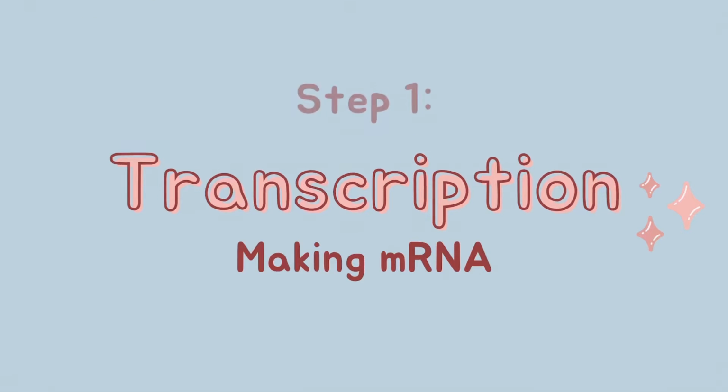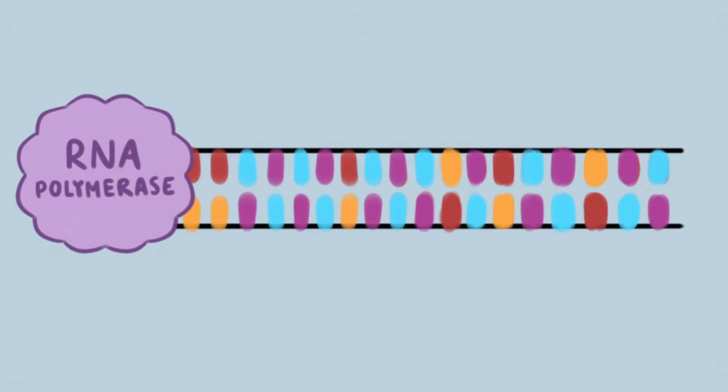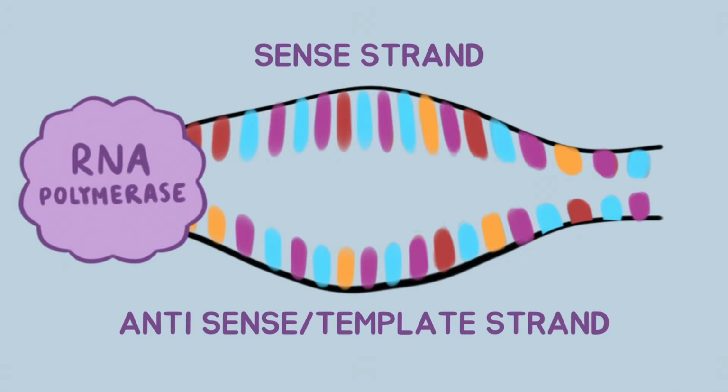Inside the nucleus of the cell, an enzyme called RNA polymerase unzips a section of DNA. This results in two strands: the upper strand, known as the sense strand, and the lower strand, known as the antisense or template strand.